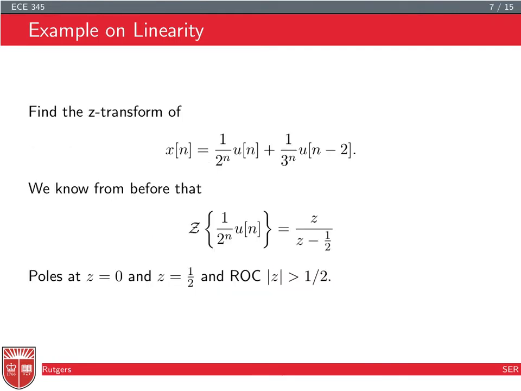So let's start by trying to find the Z transform of x of n. Like I said, I think of this signal as the sum of two signals, and I want to start by finding the Z transform of the signal x1 of n, which is actually this signal here. So this is x1 of n. Now what is the Z transform of this signal?